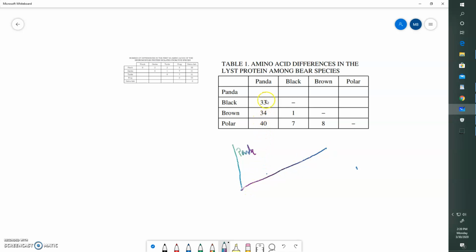And then the next, or least similar, all right, if you just take a quick scan of this data, you see that the one between the black and the brown makes them pretty similar.